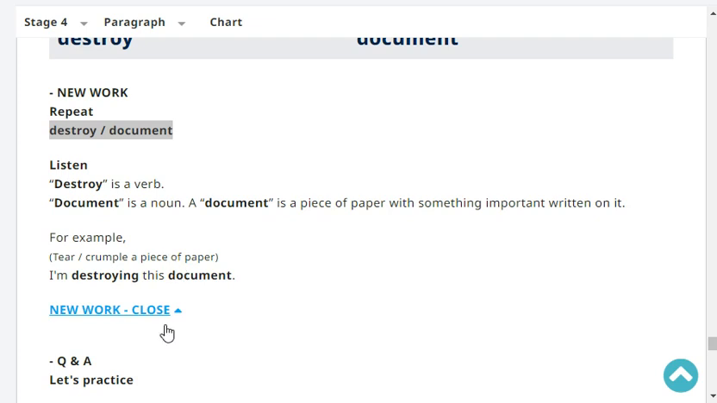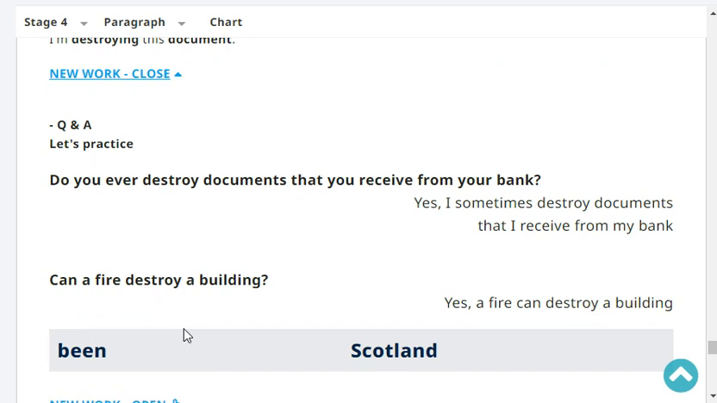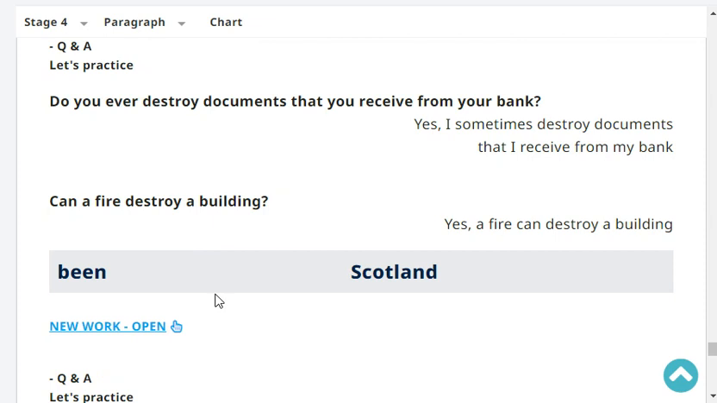Okay, let's practice. Do you ever destroy documents that you receive from your bank? Yes or no? Yes, I sometimes destroy documents that I receive from my bank. Megan, can a fire destroy a building? Yes, a fire can destroy a building. Very good.